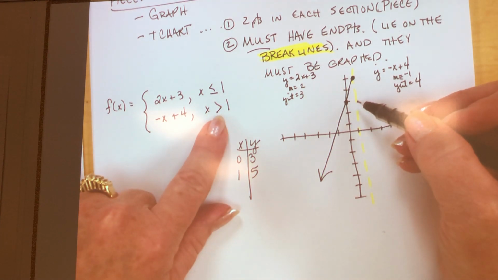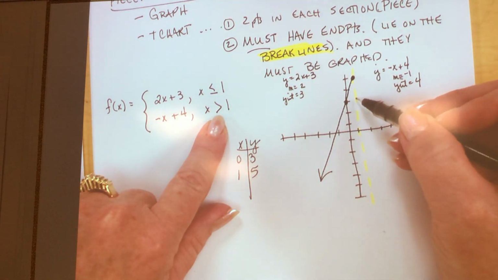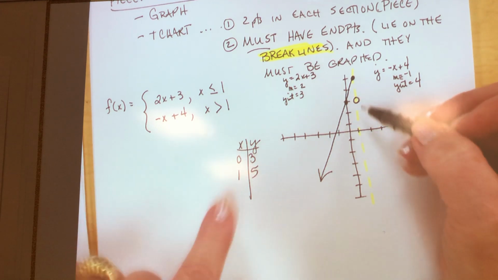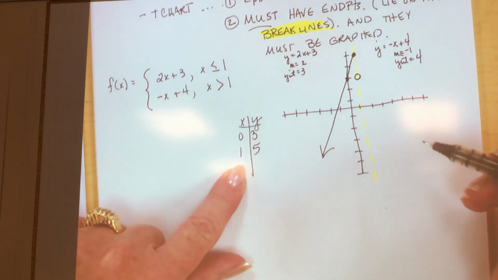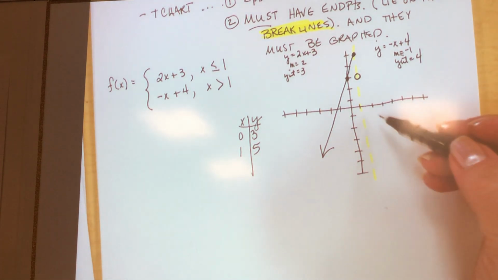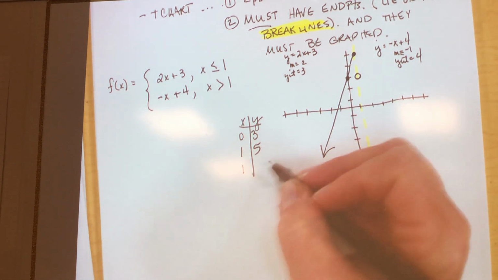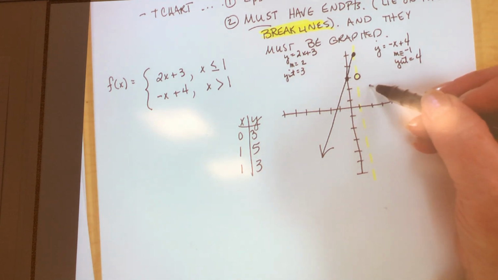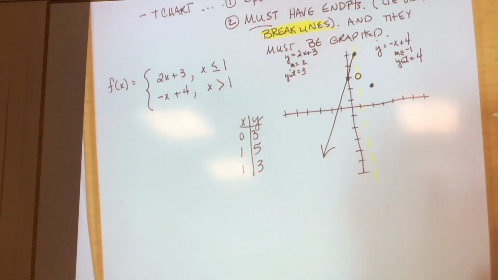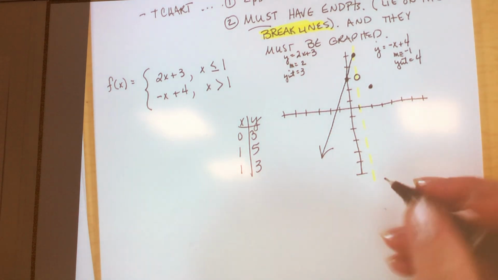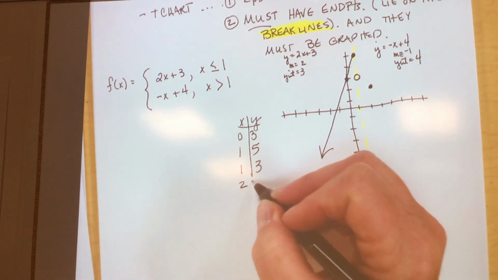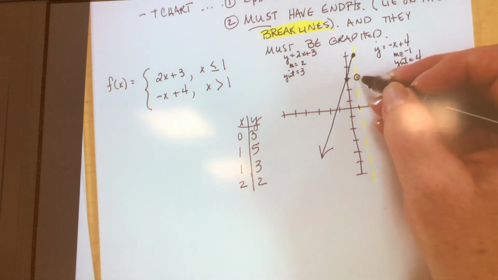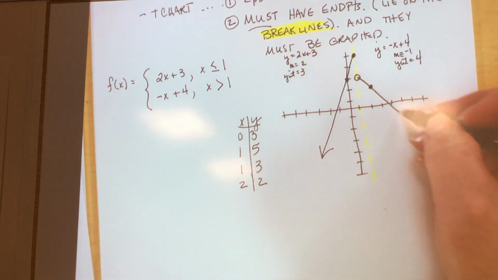Okay. Solid dot or open dot? Open dot. Okay? Can I put that on my T-chart? I can. Okay, and what is it? 1, 3. So I'm going to use my slope again. I'm going to go down 1 and to the right 1. Can I put that point in my T-chart? Yes. And that is 2, 2. And I can draw my line.